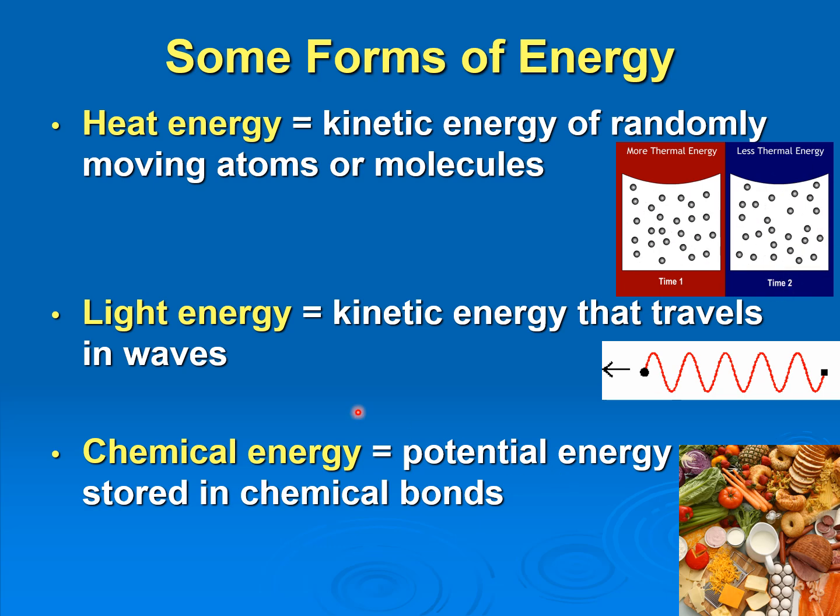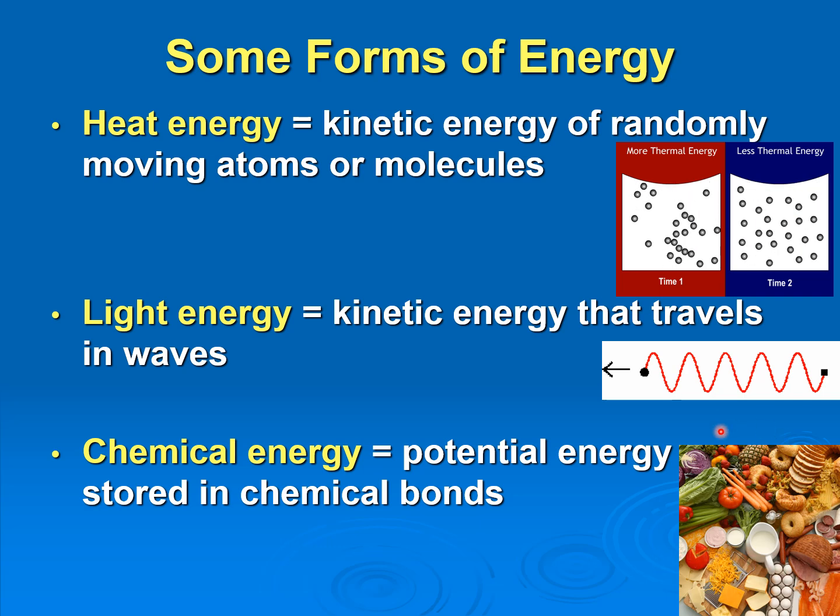And then light energy is just kinetic energy that travels in waves. Light energy travels as a wave, and that is all light energy is. And then chemical energy is a form of potential or stored energy. This is energy that's stored in chemical bonds.